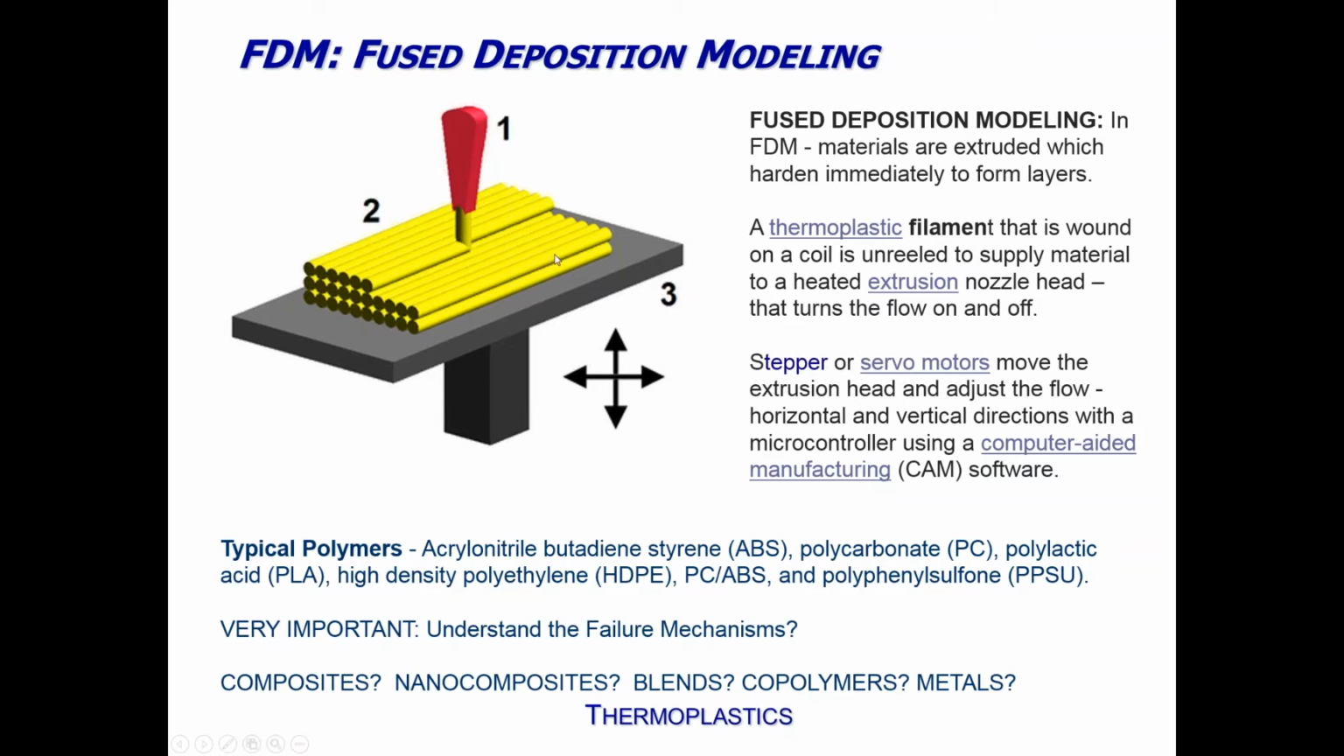So eventually you build up an object, but compared to a monolith object, which is produced by injection molding or thermoforming, the failure mechanism stems from all these quench lines or anisotropic quench lines that are produced by the printing process. But nevertheless, this process is predominantly used for 3D printing plastics such as ABS, polycarbonate, polylactic acid, high-density polyethylene, etc.